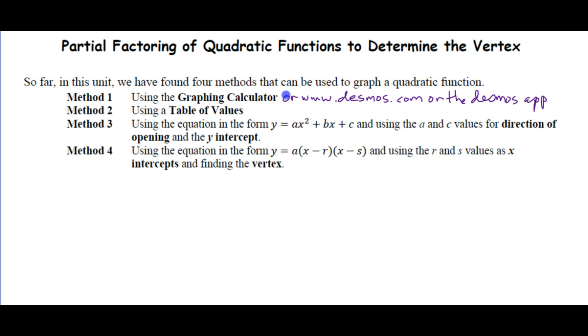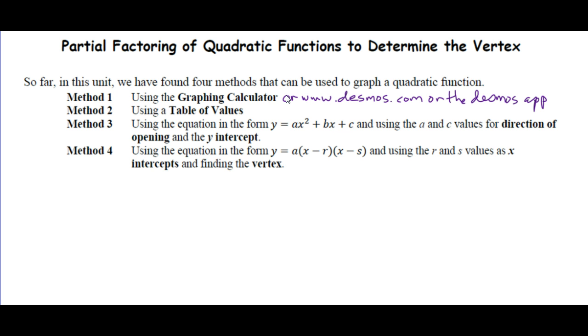Look at the other methods, right? You can use a table of values to graph, right? So if you have y equals 3x squared plus 7x plus 12 or whatever, you can put in x values, get y values, and you can graph it. You can use the equation in the form y equals ax squared plus bx plus c, using the a and c values, a for direction of opening and c for the y-intercept. Okay, and that doesn't really tell us a whole lot. You can't really graph it just knowing those two values, but they can kind of help.